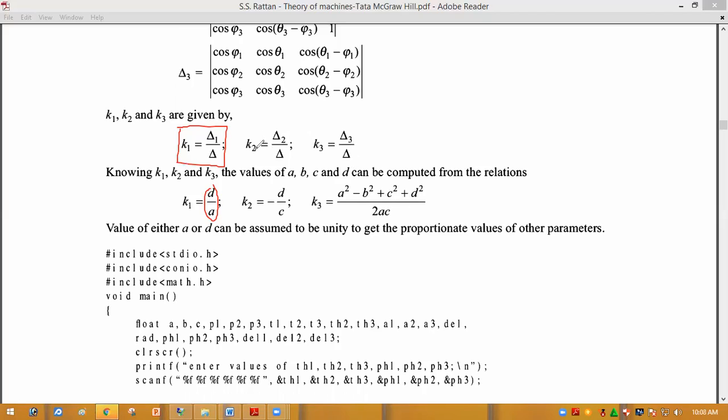If, for example, we assume d equal to 1 unit, we know the value of k1. So d equals k1 into a, or a equals d by k1, so like that we will get the value of a. And here we know the value of k2, and we assumed the value of d, that is 1 unit, so we will get the value of c. So like that we will get all the values a, b, c, and d. Okay, so we can construct the 4 bar chain mechanism.